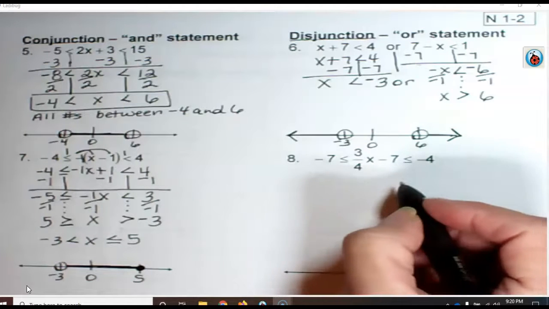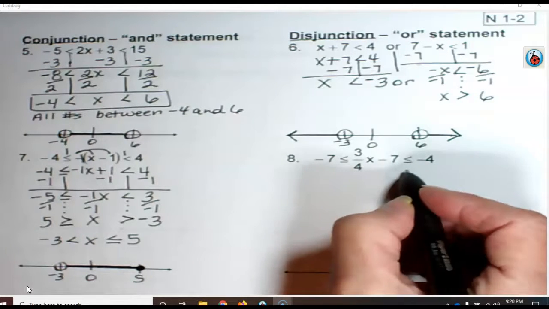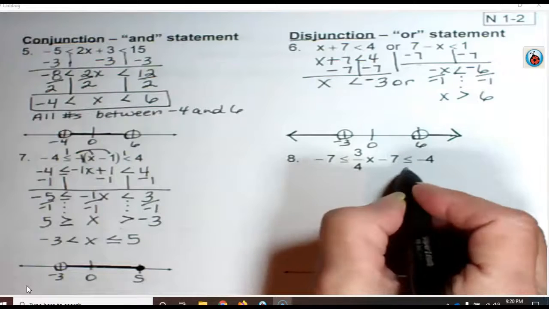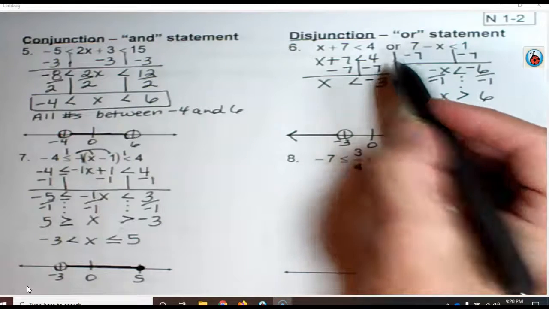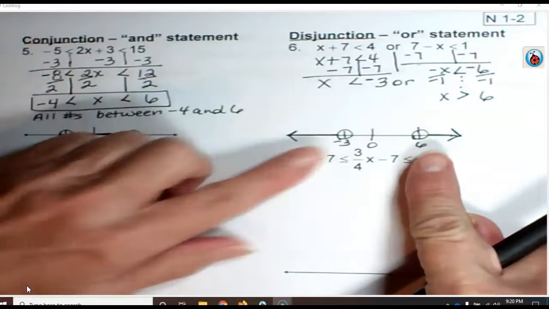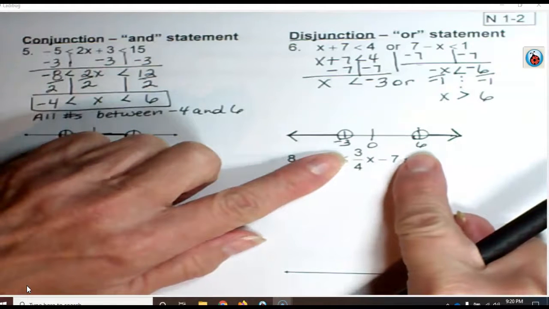Right, so we're going to take a look at this one. This is another AND. You've got two inequalities. When you see two inequalities, or you see the word or, that means you're working with a compound inequality. So on the ones with the two inequalities, start in the middle.